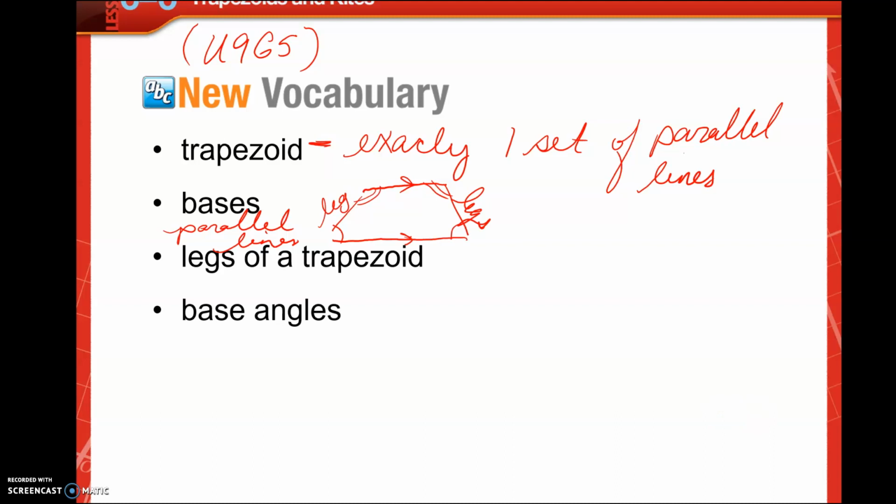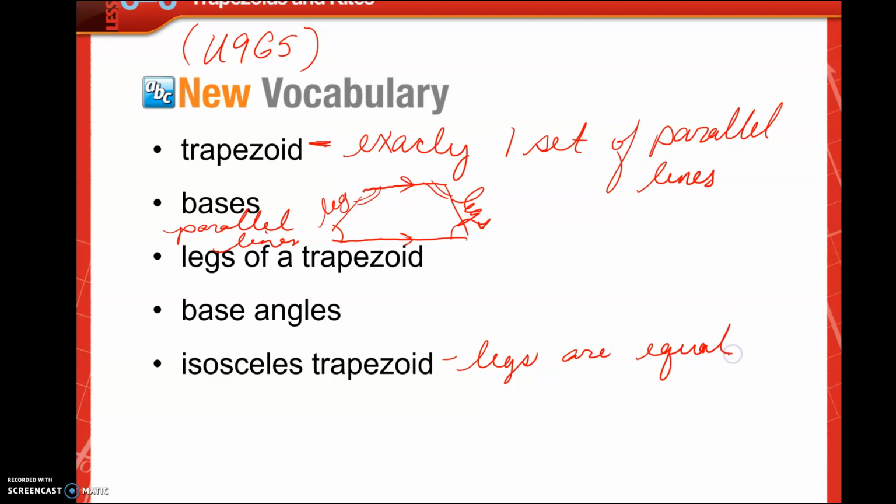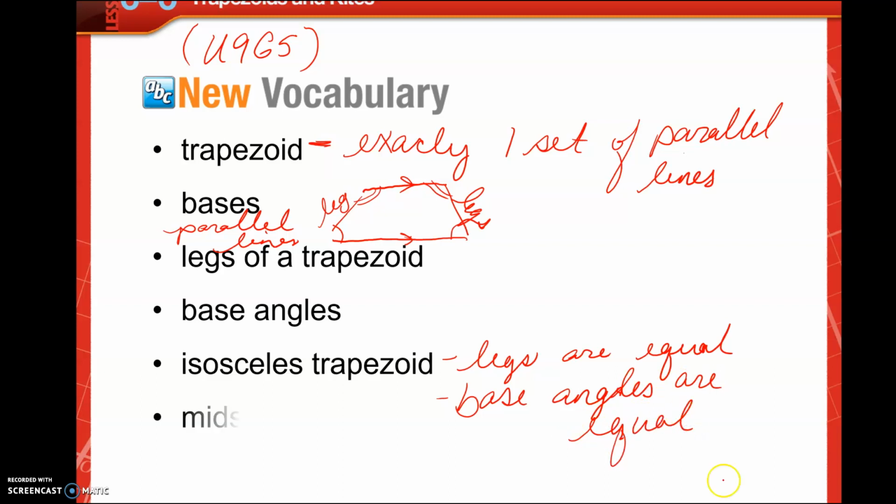Those are some terminologies that we want to make sure we know before we go into this lesson. I said those were your base angles. So bases are your parallel lines. Base angles are the angles on those parallel lines. In isosceles trapezoids, the legs are equal in length, which then makes the base angles also equal. And then we're also going to talk about the mid segment, the middle segment of a trapezoid, and what that is.